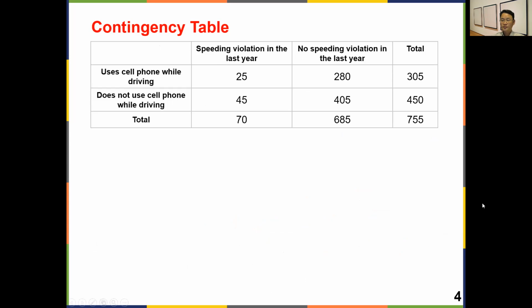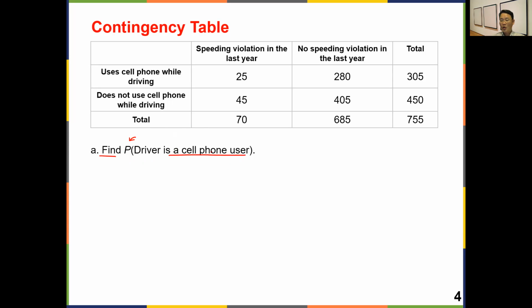Okay, so let's say the first question is asking, find P. Now, what do you think this P is? It's a probability, of course, right? What's the probability, so the story goes like this. If you pick one person who participated in this study, what's the probability that person used cell phone while they were driving?